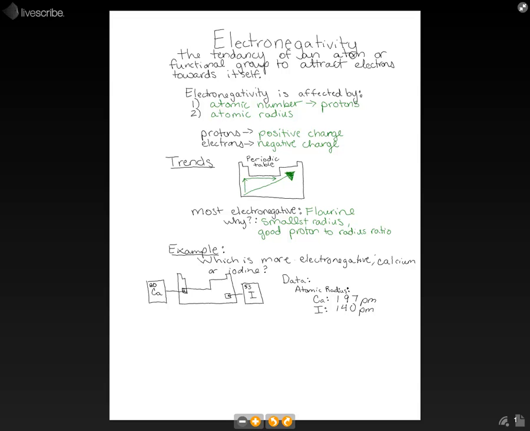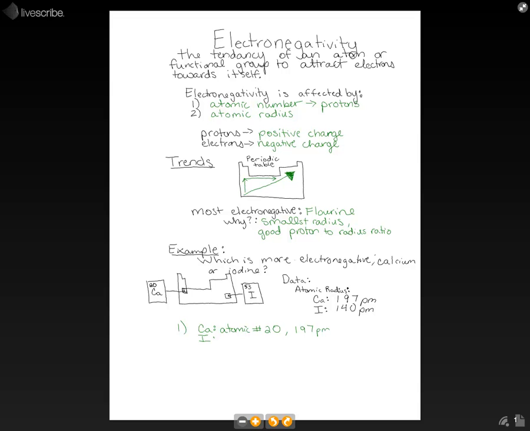So let's look at those things electronegativity is affected by and determine which one of these is going to be more electronegative. So if we use the first part, we can see that the atomic number comes into play. So calcium has the atomic number of 20, as you can see in this little picture. So it has a pretty decent number of protons, but at the same point we have to look at its radius, and its radius is 197 picometers.